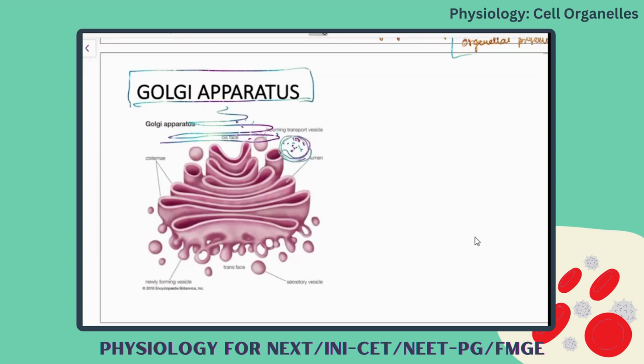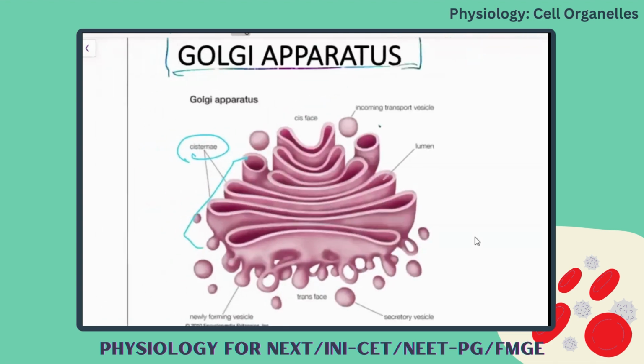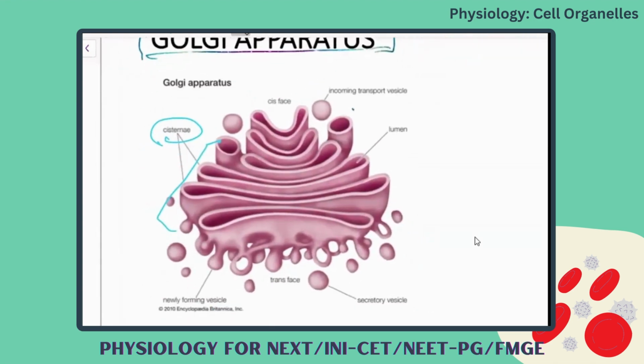When you see the structure of the Golgi apparatus, you will have the cisternae. These are the foldings present in the Golgi apparatus, called the cisternae. And you have two surfaces, the cis face and the trans face. The cis face is facing towards the endoplasmic reticulum, whether rough or smooth, and the trans face of the Golgi apparatus is towards the plasma membrane.